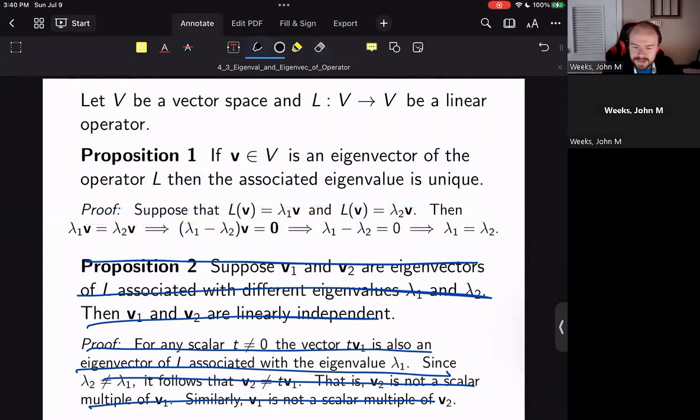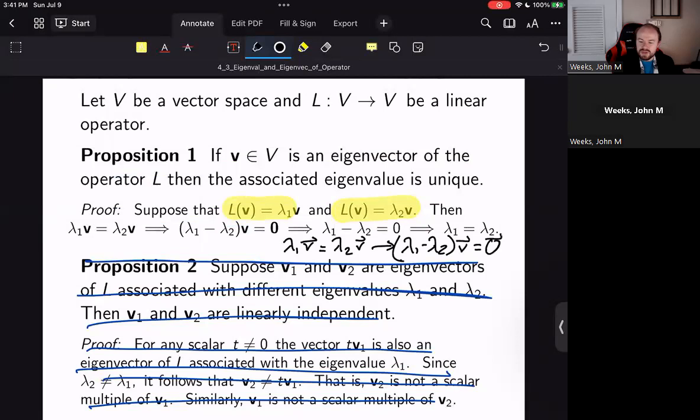Let's suppose it happens. Let's suppose you get something like this: Lv equals lambda 1 v, Lv equals lambda 2 v. We're about to run into a wall, and I think we see that here. We could set both of these two things equal to each other: lambda 1 v equals lambda 2 times v. Well, if I put this stuff together, I'm going to get lambda 1 minus lambda 2 times the vector v equals the 0 vector. And since v is not a 0 vector, that means lambda 1 minus lambda 2 equals 0. And that gives us that the two eigenvalues were actually the same.